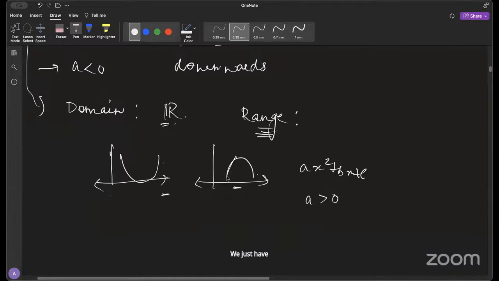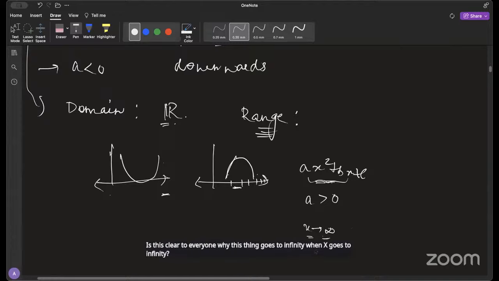We just have to identify where it opens. So if your x tends to infinity, that means if you take x here, then here, then here, and keep increasing x, where do you think this function will go? Infinity. Is this clear to everyone why this goes to infinity when x goes to infinity? Yes, ma'am.